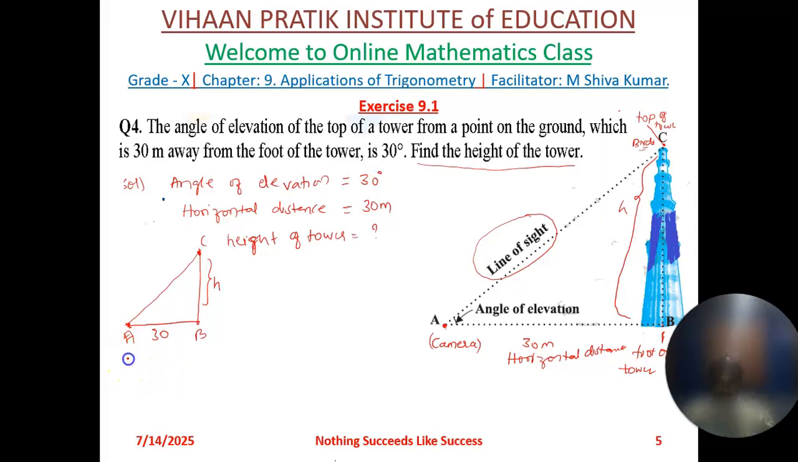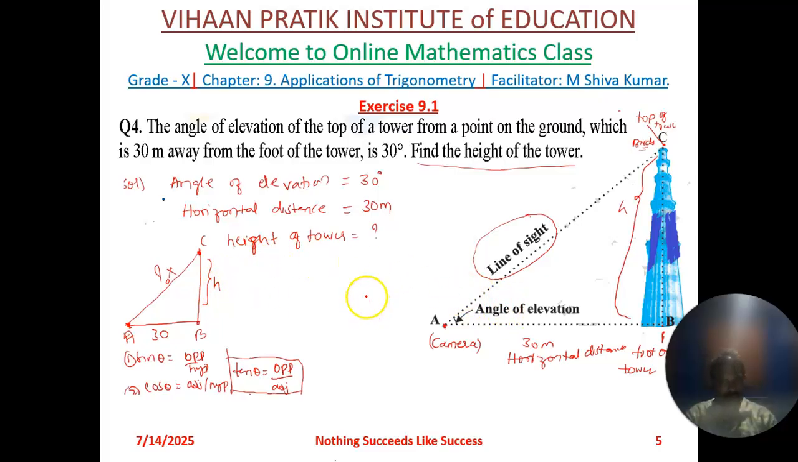We know we have three trigonometric ratios. One is sine theta, which is equal to opposite by hypotenuse. Second is cos theta, which is equal to adjacent by hypotenuse. The third one is tan theta, which is equal to opposite by adjacent. Now here we don't know the hypotenuse. No need to find it because we have the trigonometric ratio tan theta. In tan theta we have opposite and adjacent. Adjacent is given. We need to find opposite.